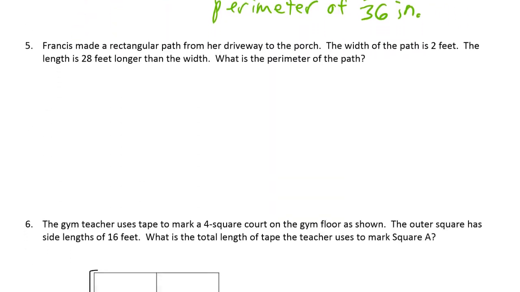Frances made a rectangular path from her driveway to the porch. The width of the path is 2 feet. The length, so it's a rectangular path, and the width is 2 feet and the length is 28 feet longer than the width. So that's important. You might just see these numbers in the text and think, okay, I have a rectangle that's 2 by 28, and you don't even have to read the words and just draw the picture. But this is one of those where you have to think about it. It makes it a multi-step problem a little bit, but it's an easy mental step to make.